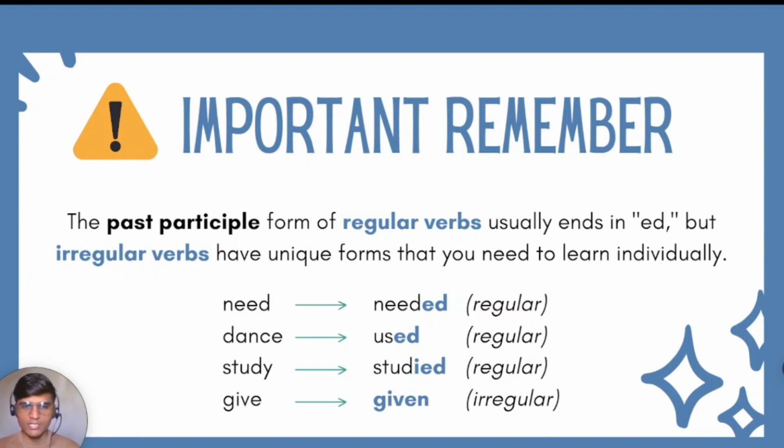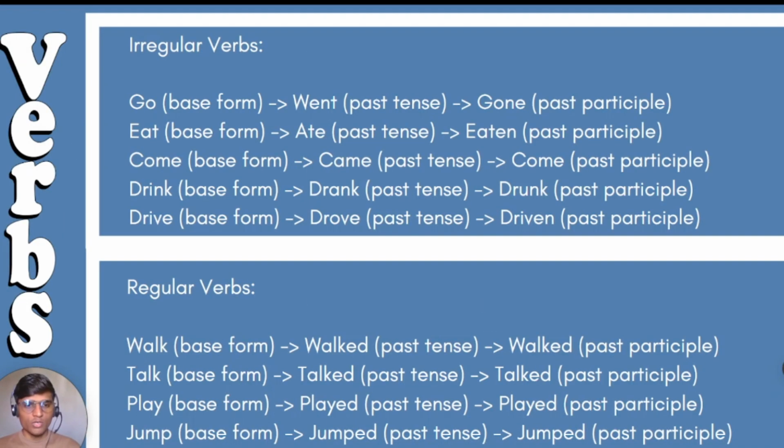For example, need, needed, dance, danced, or use, used, right? But here is study, studied, give, given. But the last one is more and more irregular. So you have to understand this. Talking about verbs, here are a few more verbs for you to understand. The first is go, irregular, eat, come, drink, drive. So these all are irregular. Their second form and past participle are totally different.